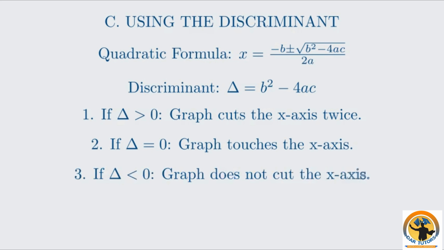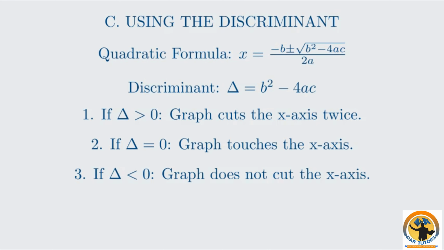Third, if the discriminant is less than 0, its square root is an imaginary number. There are no real solutions for x. The parabola does not intersect the x-axis at all. This means it either lies entirely above the x-axis or entirely below it.